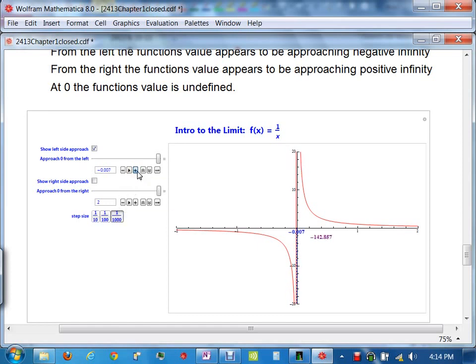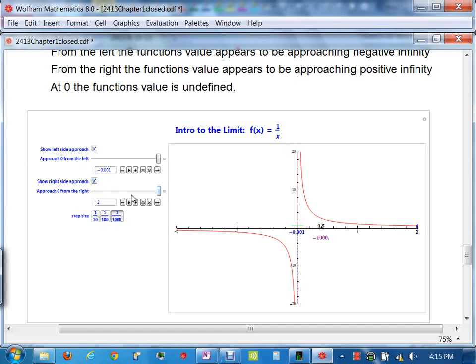Look at that. I'm at negative 125, negative 142, negative 1,000, right? Could I get closer than 0.001? I go to 0.00001, right? Or I could have a million zeros and a 1, right? So I can keep getting closer. That number's going to get bigger. So that's headed to negative infinity.